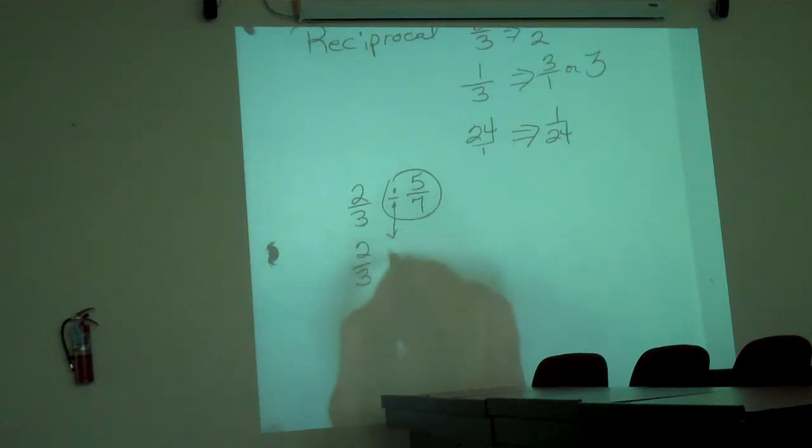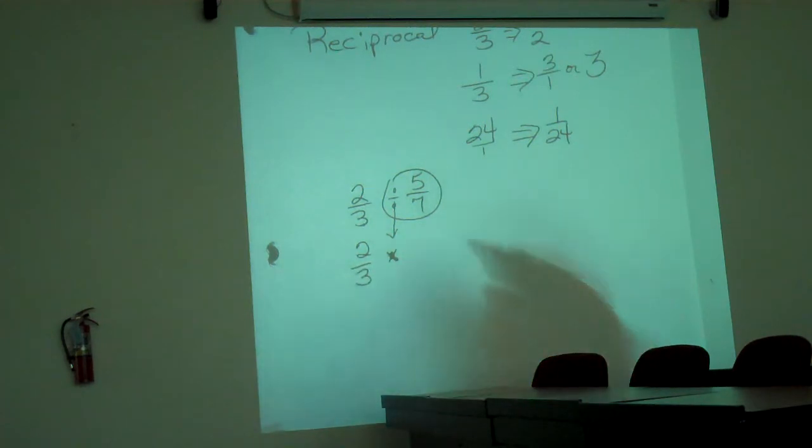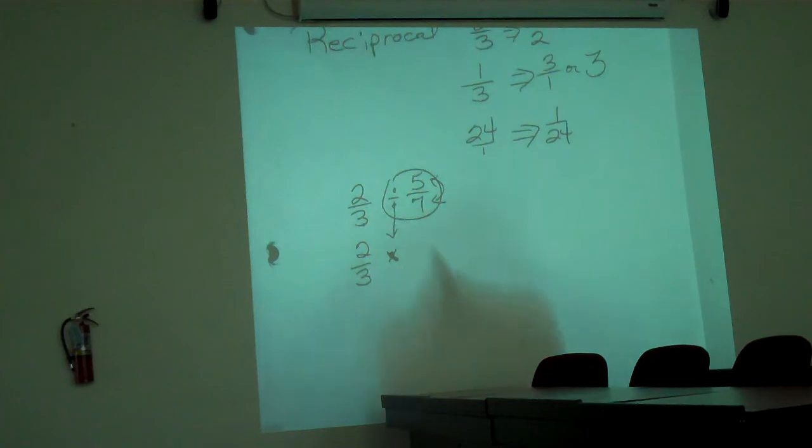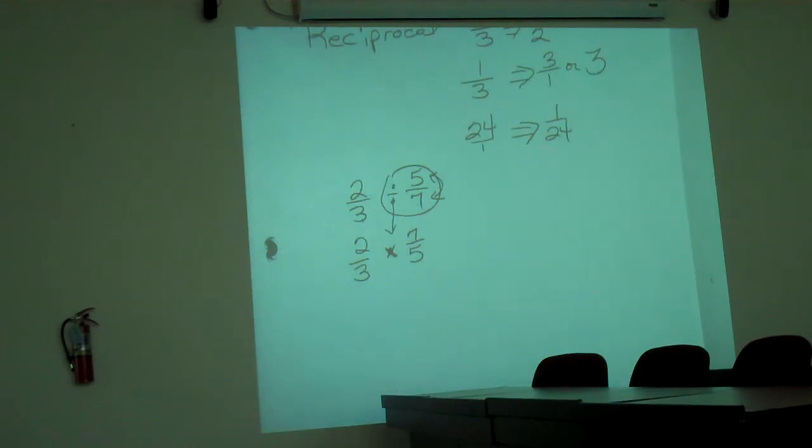Change this into multiply. You put a dot or you can put an X. And then you're multiplying by the reciprocal. So just flip this one over, 7 on top and 5 on bottom. And then do your normal multiplication. 2 times 7, 14. 3 times 5 is 15. So that's all you have to do. Flip the second one over.